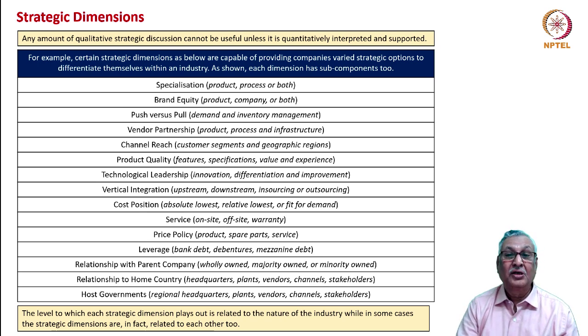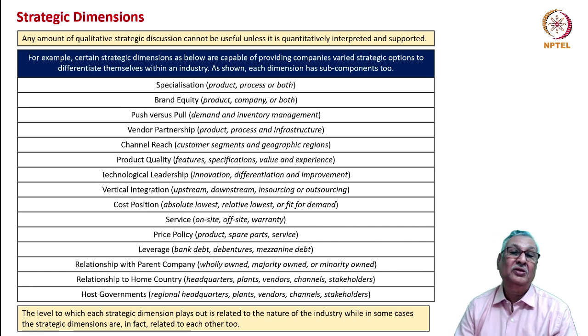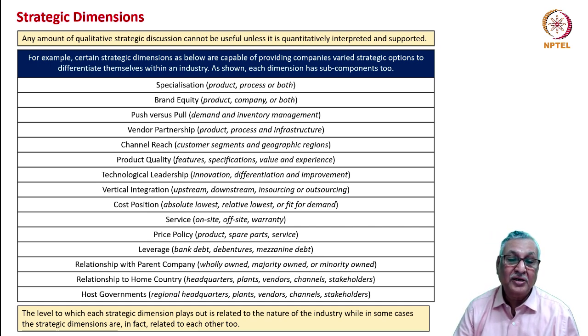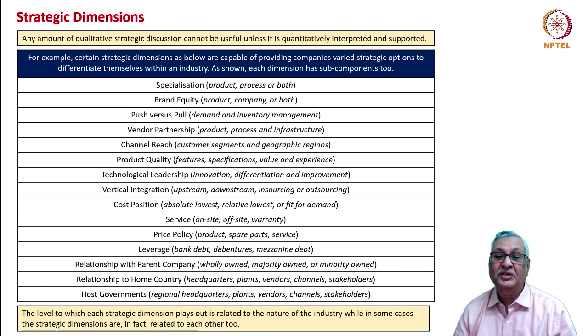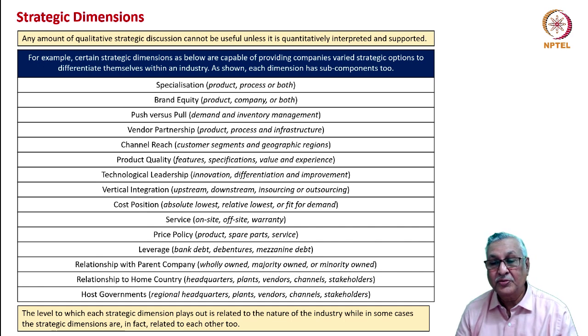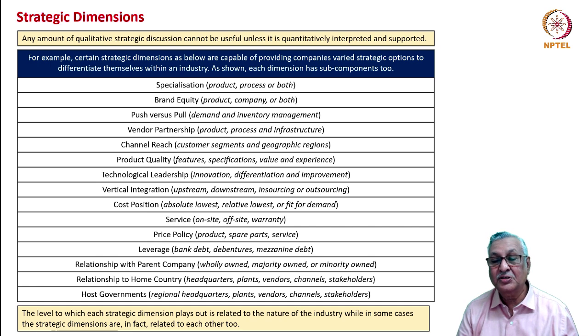Price policy relating to products, spare parts, and service maintenance could be one dimension. Leverage, that is the debt leverage, could be another dimension. It could be in terms of vanilla bank debt, debentures, and mezzanine debt. Relationship with the parent company: wholly owned, majority owned, or minority owned. Relationship to home country: headquarters, plants, vendors, channels, stakeholders. Relationship with the host governments, regional headquarters, plants, vendors, channels, and stakeholders.